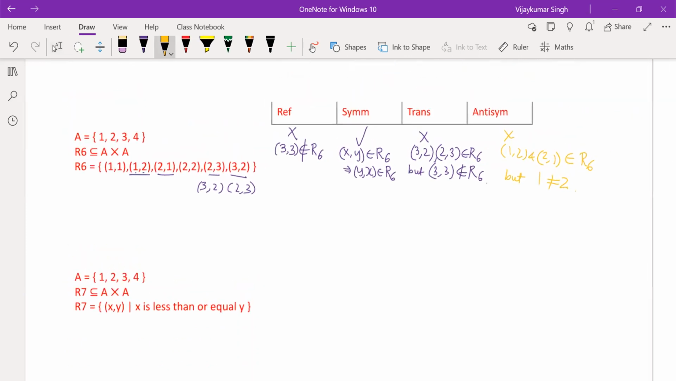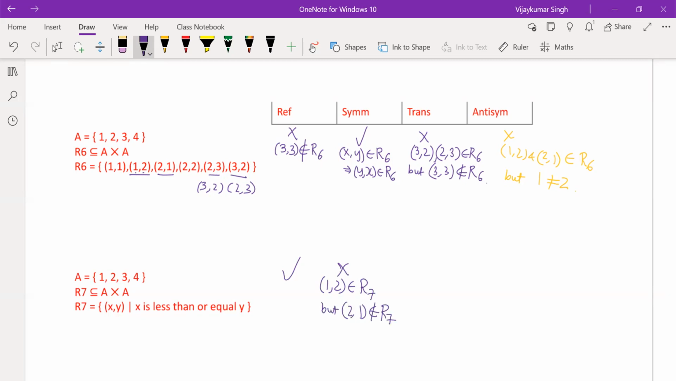Let's look at another example. R7, which is a subset of A cross A, (x,y) such that x is less than or equal to y. We have already checked this, have we not? Clearly (1,1), (2,2), (3,3), (4,4) are there, so this is reflexive. We also saw it's not symmetric, right? Why? Because (1,2) belongs to R7, but (2,1) does not belong to R7.